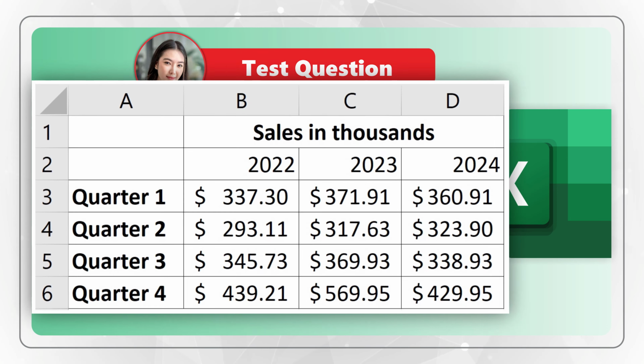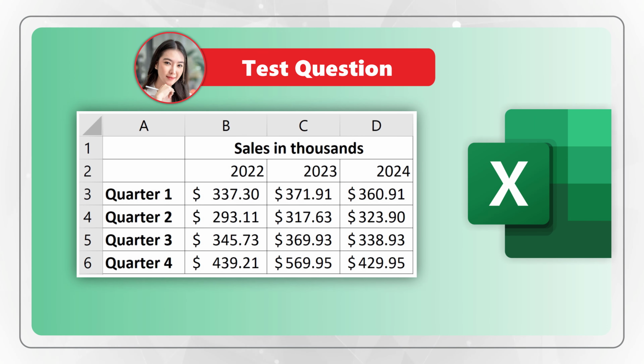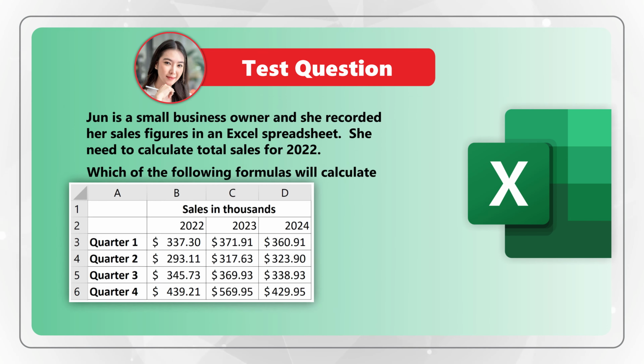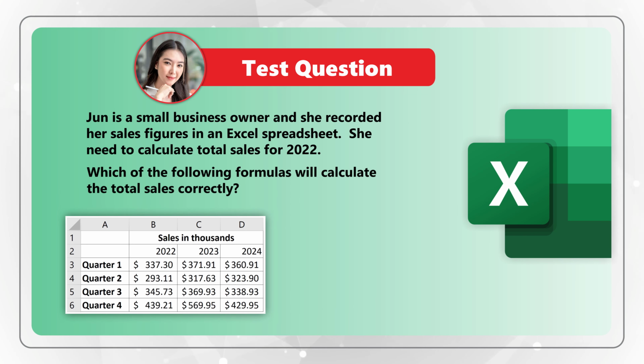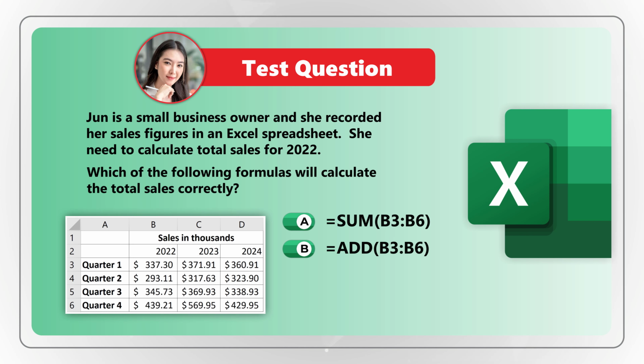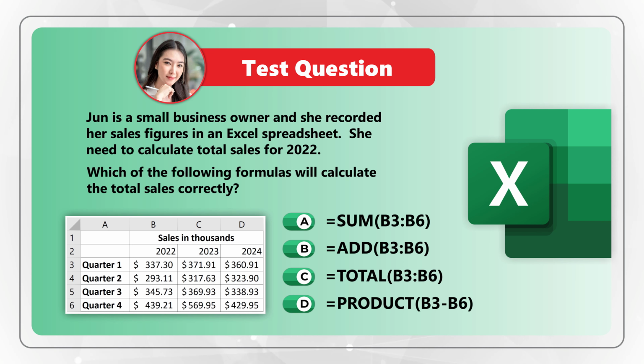You're presented with the snapshot of data from Microsoft Excel, and you need to select one out of 4 possible choices. Choice A: equals SUM(B3:B6). Choice B: equals ADD(B3:B6). Choice C: equals TOTAL(B3:B6). And last but not least, choice D: equals PRODUCT(B3-B6).